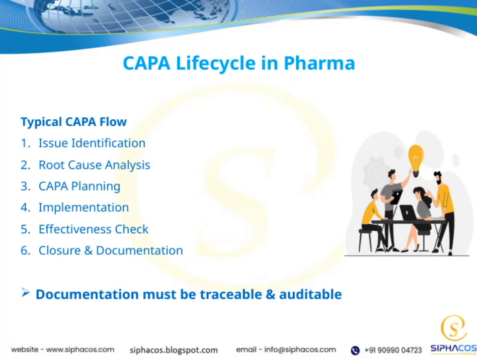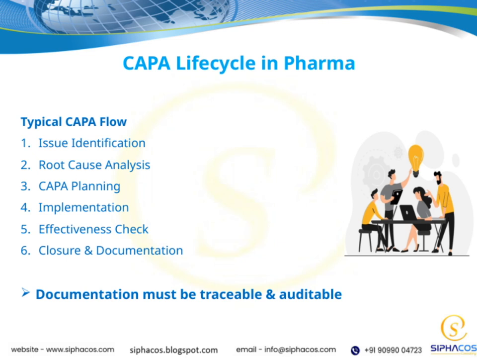Let's walk through the typical CAPA flow in the pharmaceutical industry. First, it all begins with issue identification. This is where we detect and clearly define the problem that needs to be addressed. Next, we move into root cause analysis, which is critical for understanding the underlying reasons behind the issue, rather than just addressing the symptoms. Once we know the root cause, we proceed to CAPA planning, where we develop a detailed plan to correct and prevent the problem from recurring.